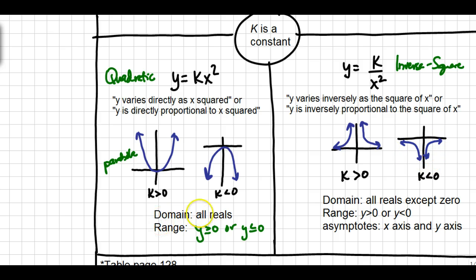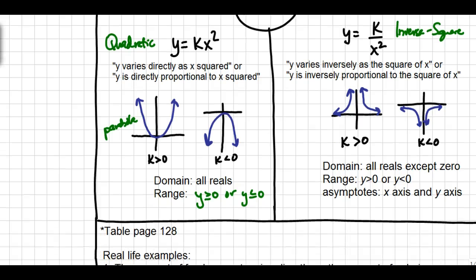Again, there is a relationship here between the domains and the range as you look across this list. The domain is all reals, again, except for 0. And the range is going to be either the positive or the negative, but this time 0 is excluded, so we don't have the equal sign. Because 0 is excluded, we will have asymptotes on this one as well, on the x-axis and the y-axis.